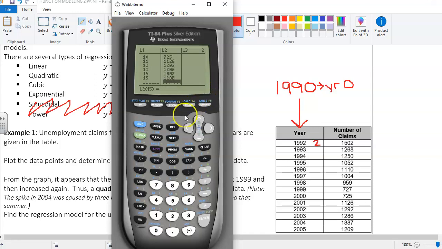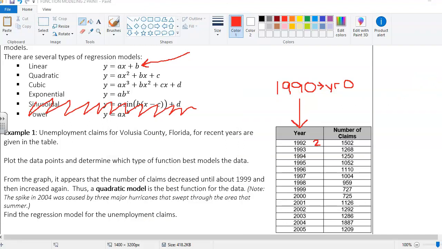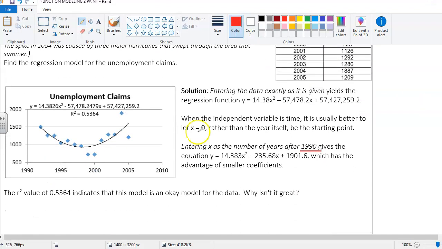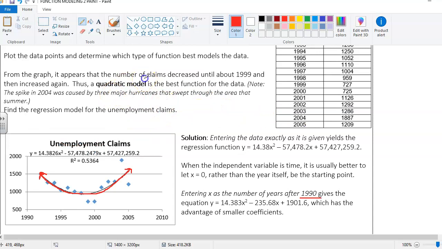All right, now I'm going to go into the window here. If you look on your paper, you have been essentially given a graph of what's going on here. It starts high, then we have a time where there are not a whole lot of unemployment claims, and then it goes back up high again. That is definitely not linear. Okay, that's why in this particular example, it is suggested that you use a quadratic. So let's talk about how to do that.